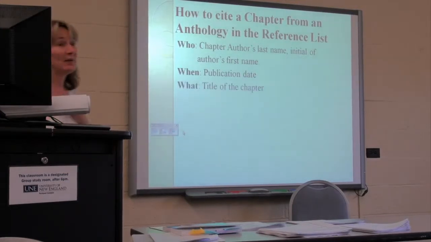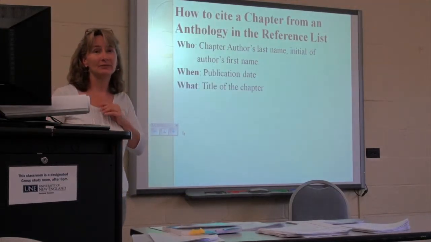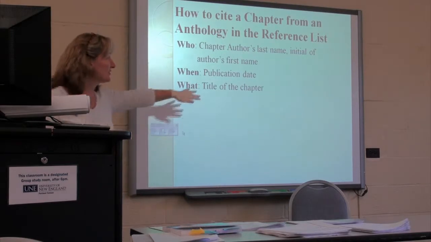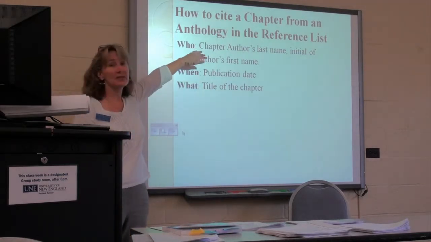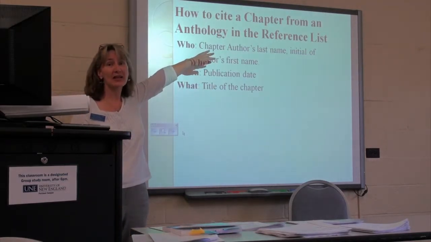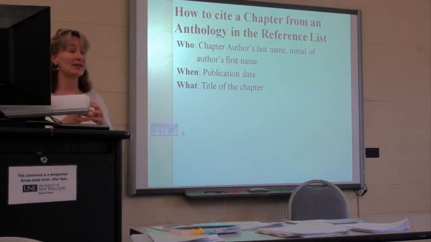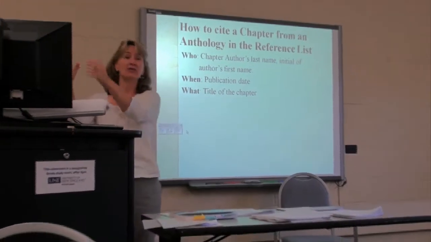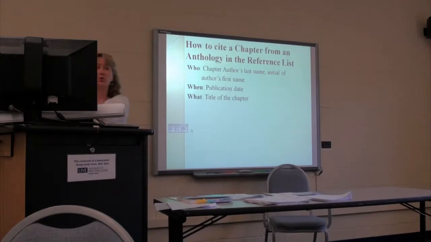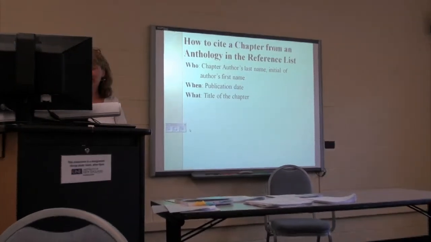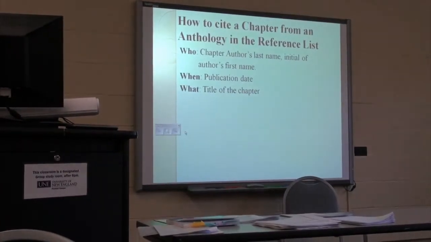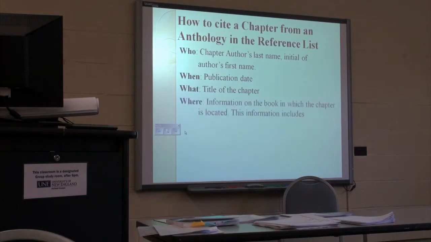The title of the chapter. Now we're getting into the what. Notice it doesn't say title of the book. Notice under who it doesn't say editor's name. That's all in the where section. So again, think of it as a chain of units: who, when, what, where. And in each of those links, there's certain information. And then where? Information in the book in which the chapter is located.